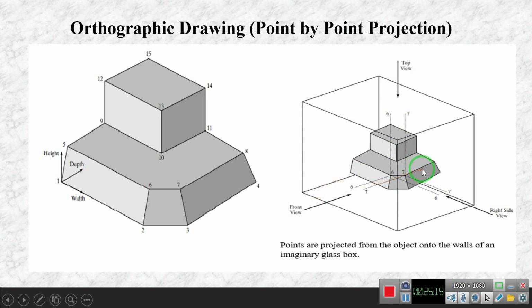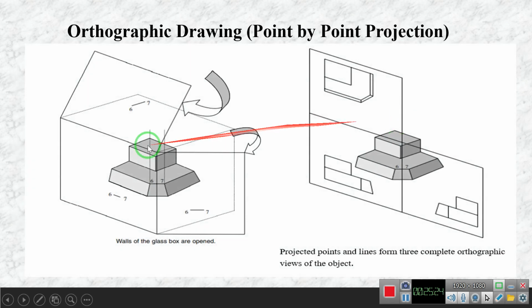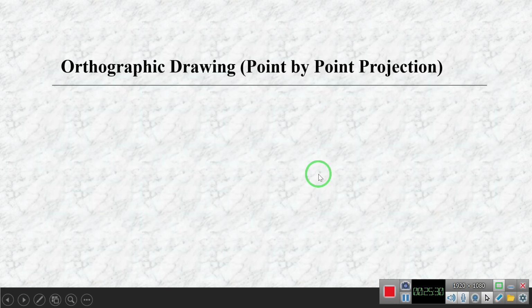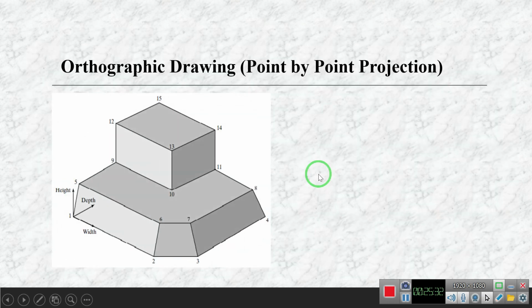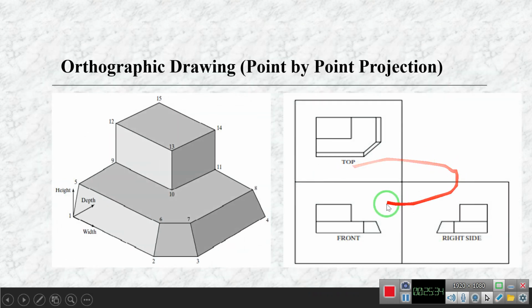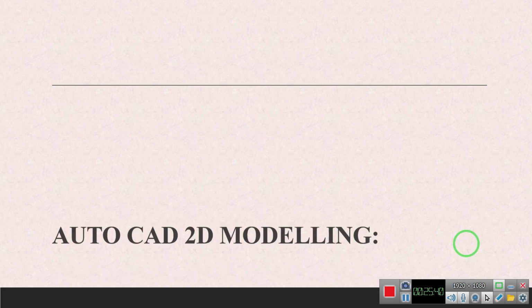for the front view, for the side view, and for the top view. Let's see. Now open that box and see its projections. So these are the front view, this is the top view, and this is the side view. Now see, this is the actual object, and these are the projections. This is the top, front, and right side views. Like this, we will draw the orthographic projection.